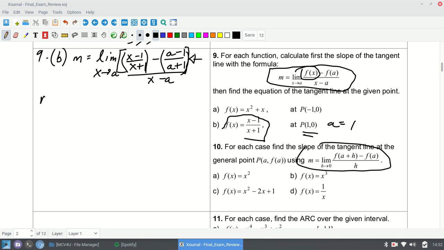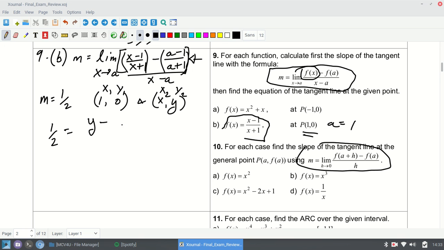Okay, so m equals a half. That's what I got, and my point is (1, 0), so I get x1, y1. Then I'm going to construct a general point (x, y), x2, y2. And then I'm just going to build my equation. So 1/2 equals y, that's y2, minus y1 over x minus 1. Then I cross multiply essentially. So 2 goes up there, 1 goes down there, and x minus 1 goes up here actually.